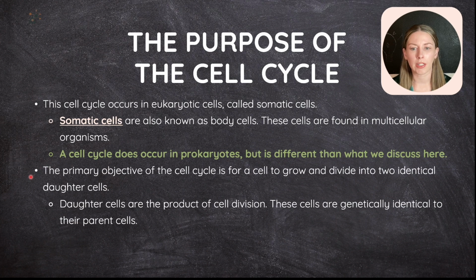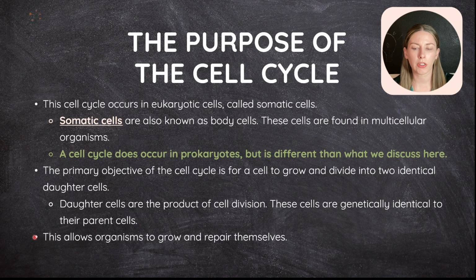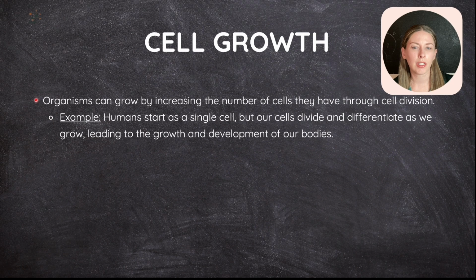The primary goal of the cell cycle is for one somatic cell to grow and divide into two identical daughter cells. Daughter cells are the cells produced from division, and they are genetically identical to the parent cell from which they come. And you may be wondering, so why does this matter? Somatic cells divide because this process allows organisms to grow, maintain, and repair their tissues. Organisms grow by increasing the number of cells through cell division.